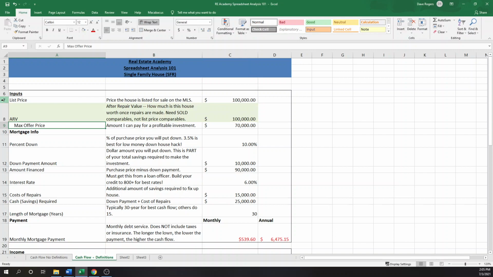So for now, just understand the difference. There's a list price, which is what the seller wants. There's after repair value, which, again, can come from a real estate agent. It's similar houses that sold within 3 months or maybe 6 months, and generally a half mile, maybe a mile away from the property that you're looking at. And then max offer price, what you as an investor want to pay to make sure you're getting a deal.